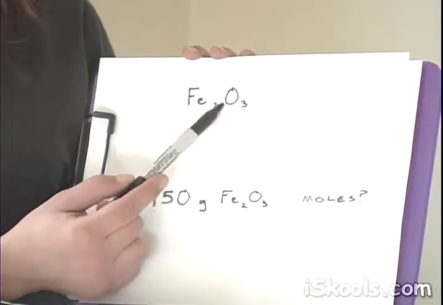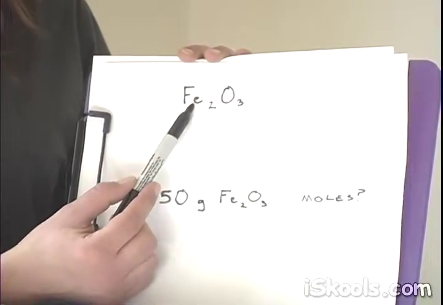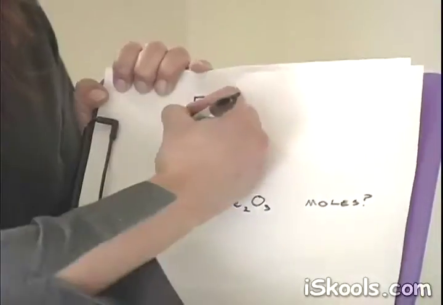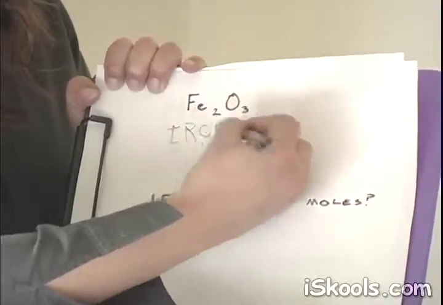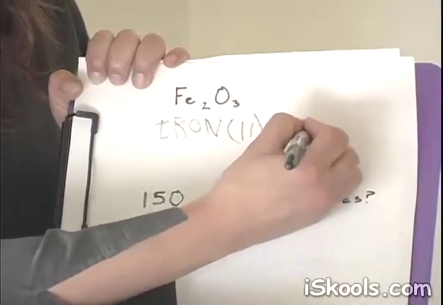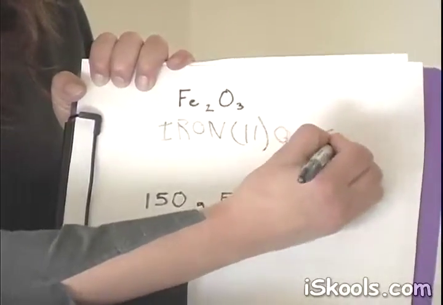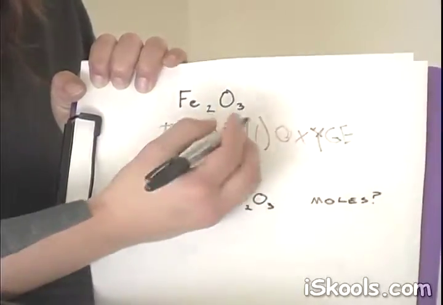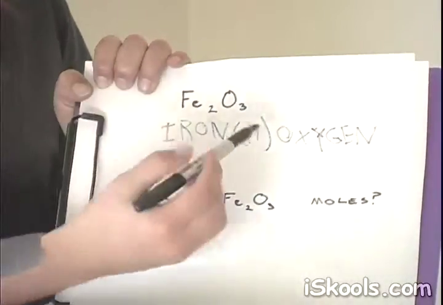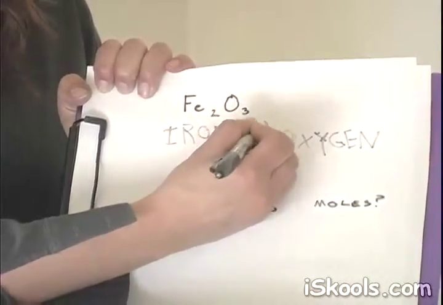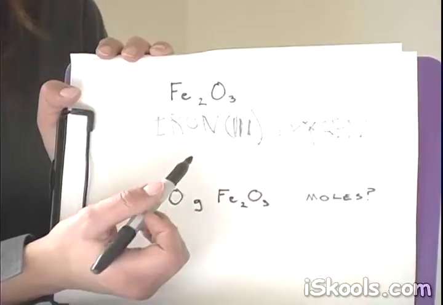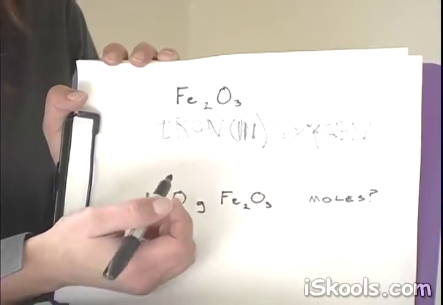In this compound here, Fe2O3, you'd have to name it as iron 3 and then oxygen, because again, you don't need to use a prefix on the oxygen just because it's in an ionic bond. But you do have to state the number of the Fe just because there's 2 different forms of iron. There's iron 2 and there's also iron 3.